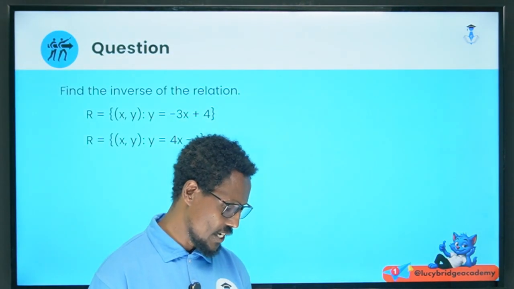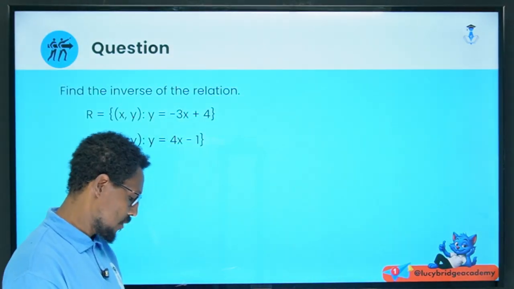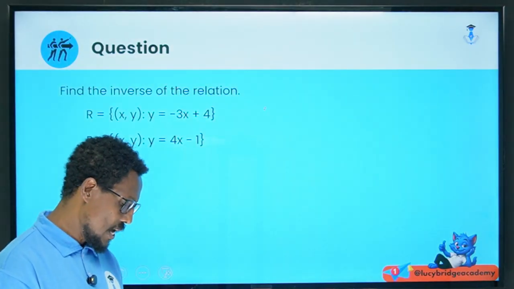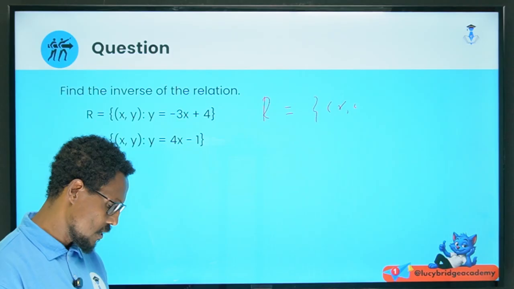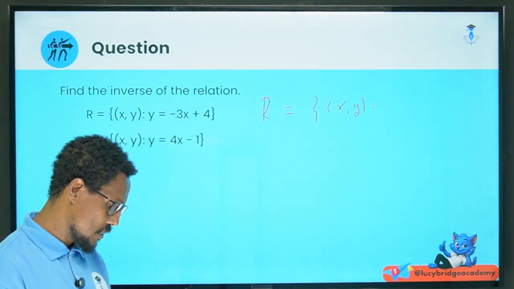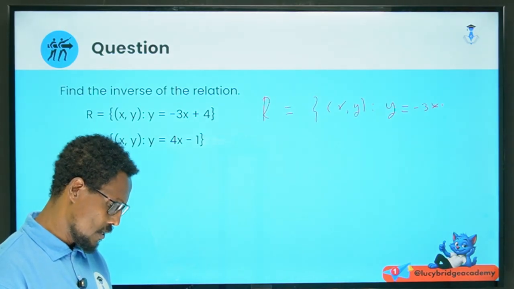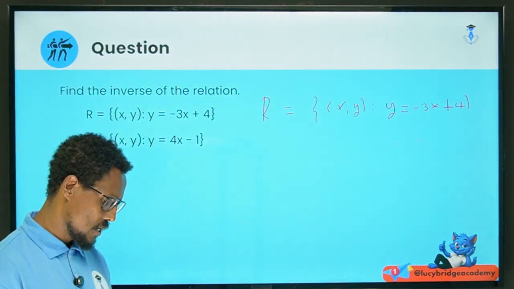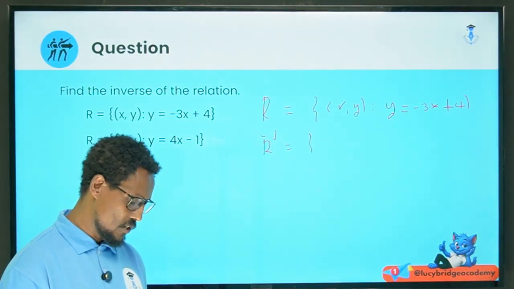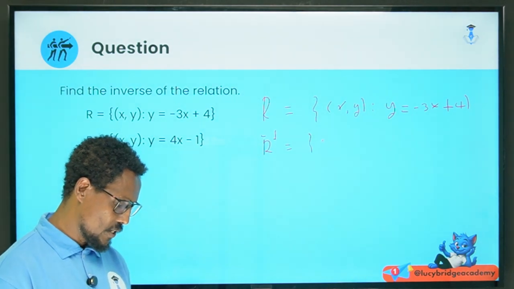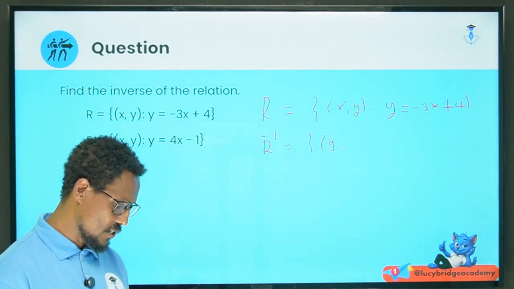Find the inverse of the relation. Let me take the relation R, which is equal to {(x, y) such that y = -3x + 4}. Now we are going to find R inverse. Simply we can write it like this: R inverse, first (x, y) becomes (y, x). Interchange x and y.